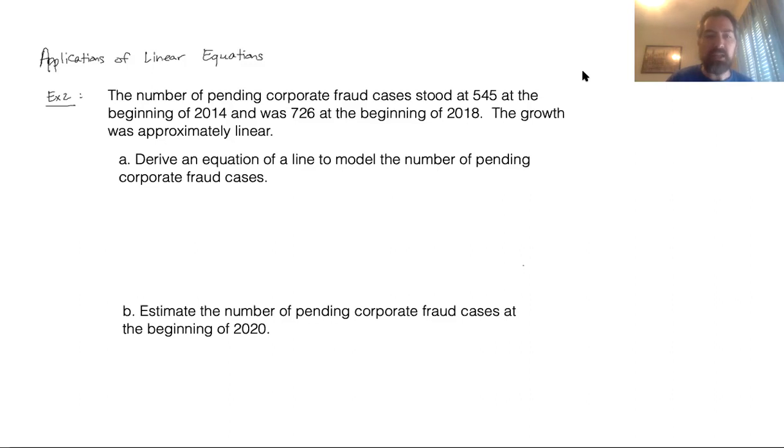And part B, estimate the number of pending corporate fraud cases at the beginning of 2020. All right, so part A first, then we can answer part B. For part A, derive an equation, right? In other words, we're writing the equation of a line.